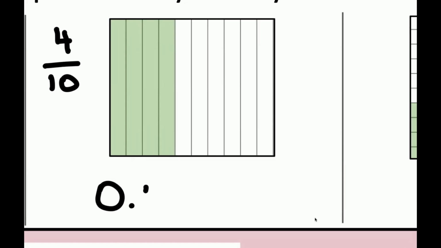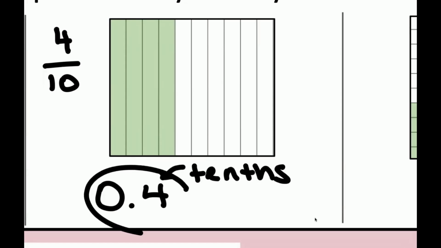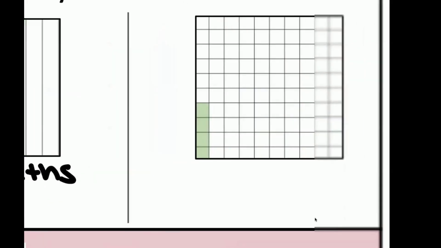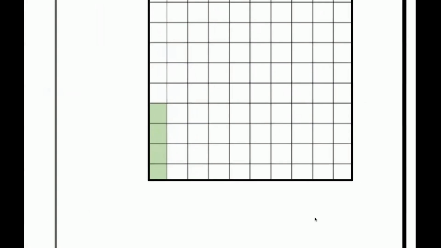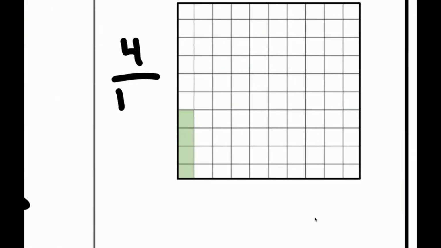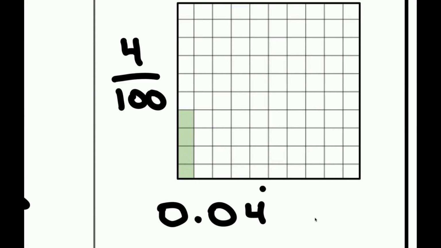Let's take a look at our next image. If we were writing this image as a fraction, we would write it as 4 out of 10 are shaded in. But the problem asks us to write it as a decimal, so we could write it as 0.4, with 4 in the tenths spot. And then our last image, if it was a fraction, we would write it as 4 out of 100, since there's a total of 100 boxes. But we're writing it as a decimal, so we can write 0.04, with 4 in the hundredths spot.